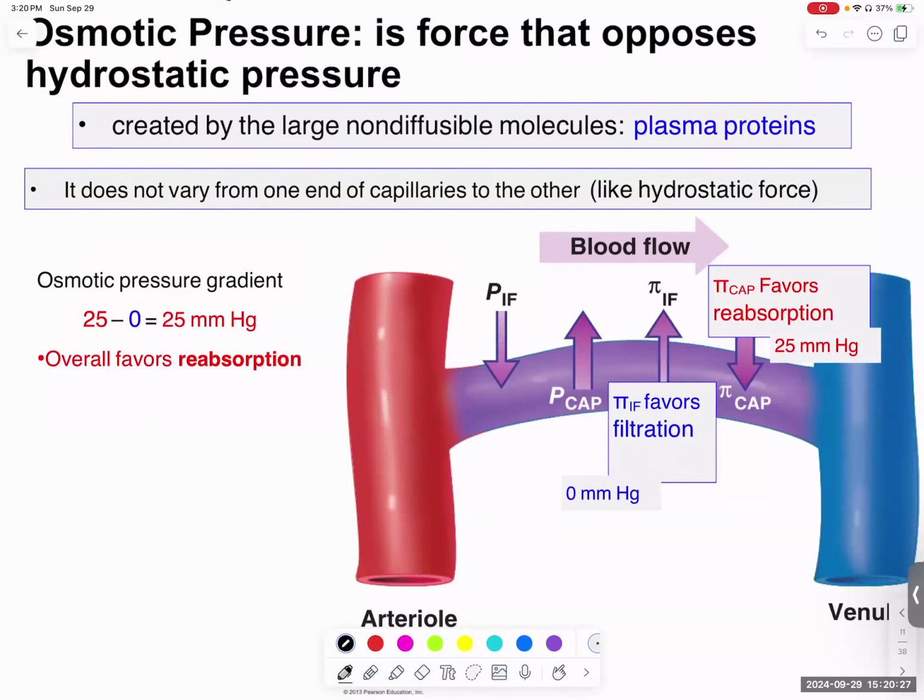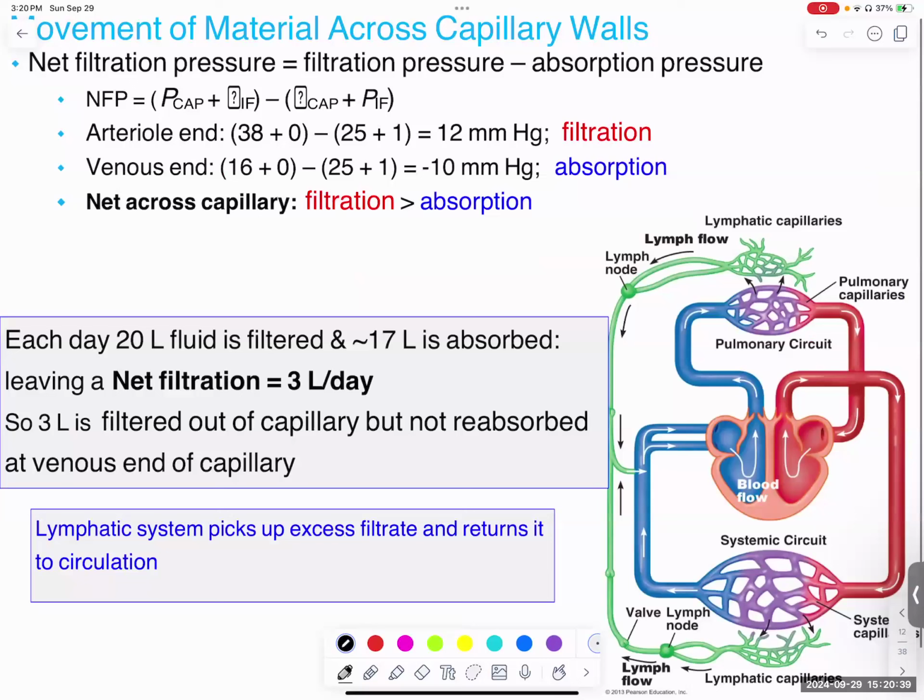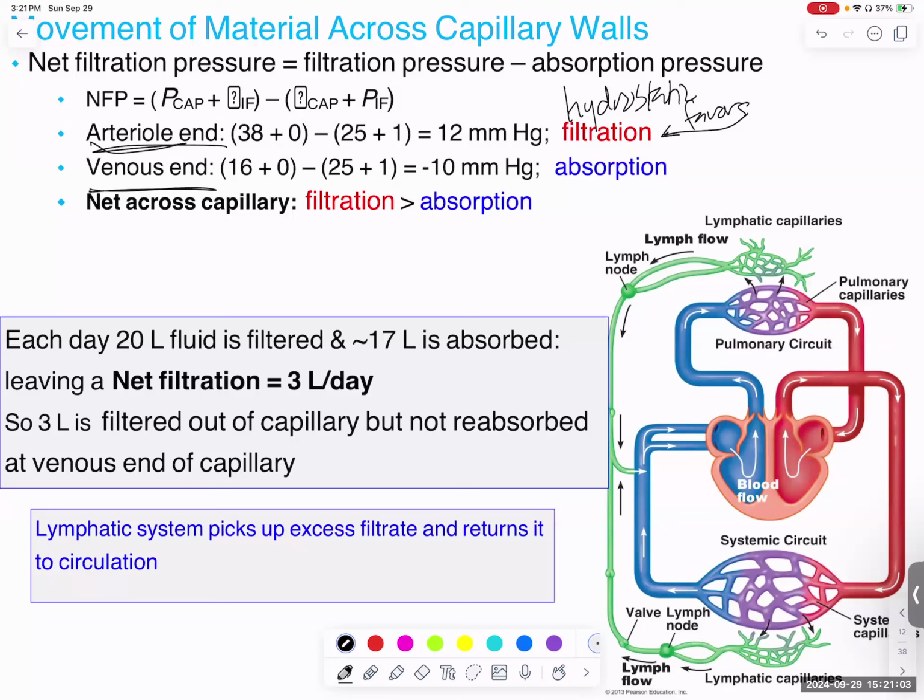So osmotic pressure at the venous end is what pulls fluid back in. Hydrostatic pressure in the arterial end is what causes filtration out. And so this drives movement or bulk flow through the capillaries. Now, net filtration pressure is going to be filtration minus absorption because it's a net. And again, at the arterial end, hydrostatic favors filtration. At the venous end, osmotic favors absorption.